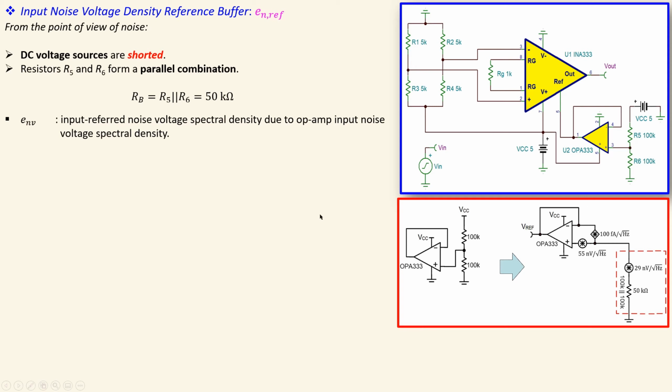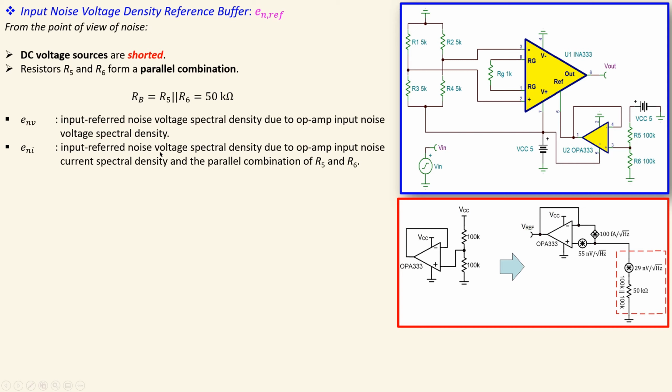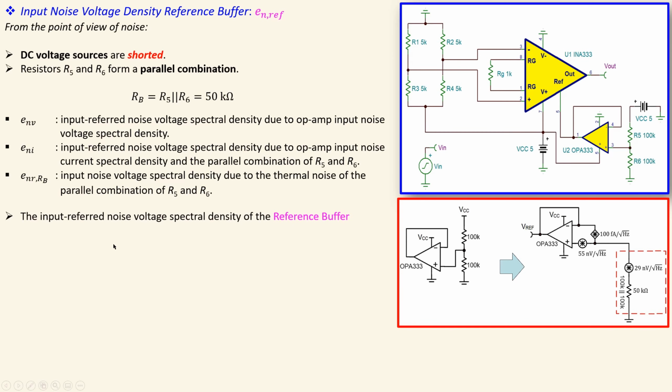That is exactly the same of course. We also have the input referred noise voltage spectral density due to the op-amp input noise current source, this one, and the parallel combination of R5 and R6, because this current will flow through these resistors and will generate noise voltage at the input. Now we have of course also the thermal noise voltage just by the resistors in parallel. So that's actually this one. So the input referred noise voltage spectral density by the reference buffer, just the reference buffer, is then given by this expression.